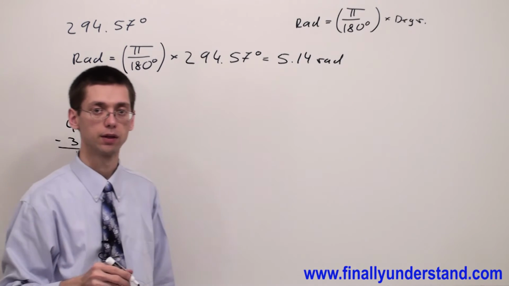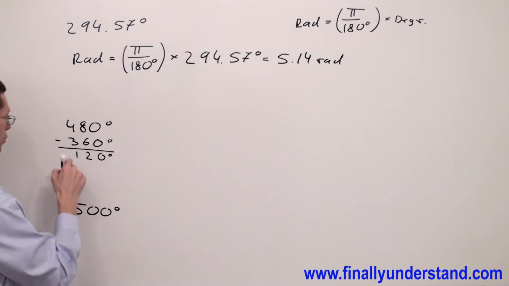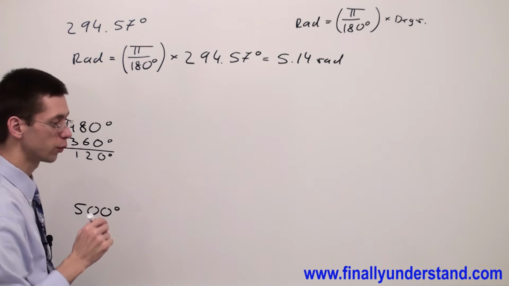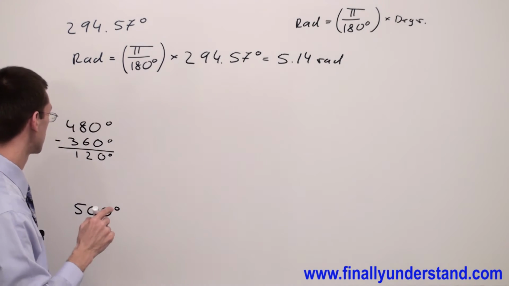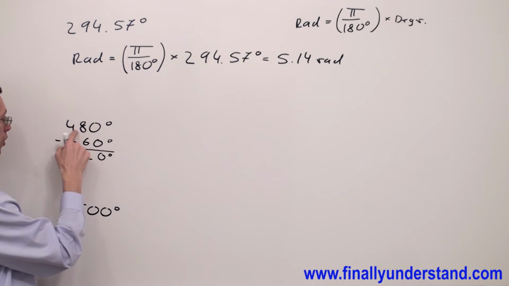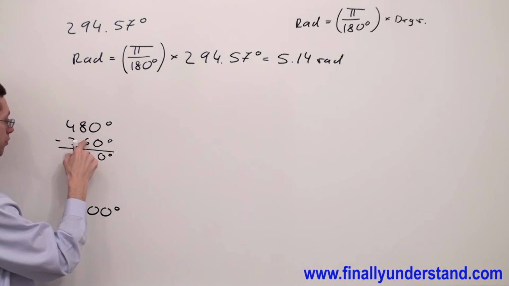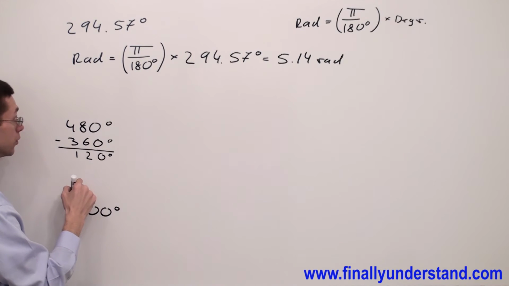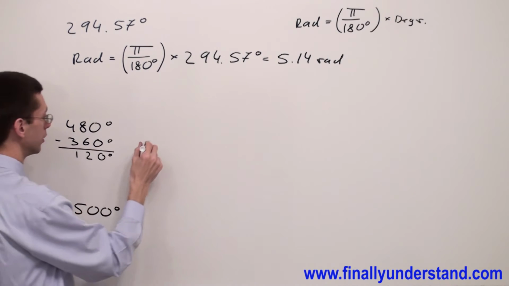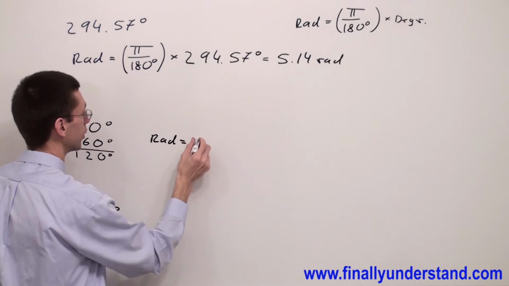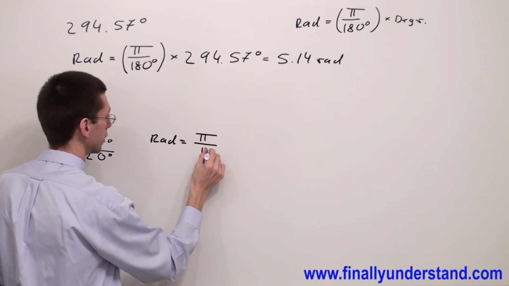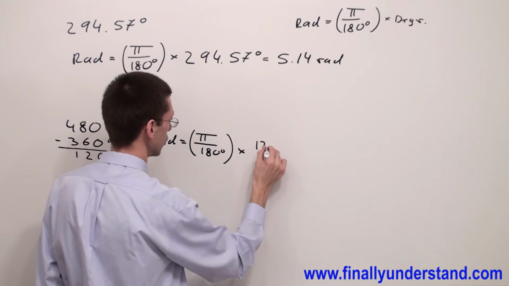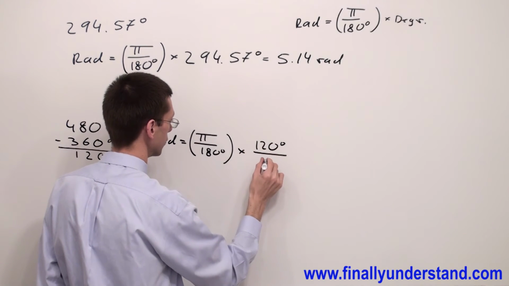A 120 degrees angle is equivalent to 480 degrees, because 120 degrees is simply representing the 480, which is one full revolution plus 120 degrees. That's why I'm going to use only 120 degrees, and I'm going to plug this into the formula. We have radians equals pi over 180 degrees times 120 degrees over 1.